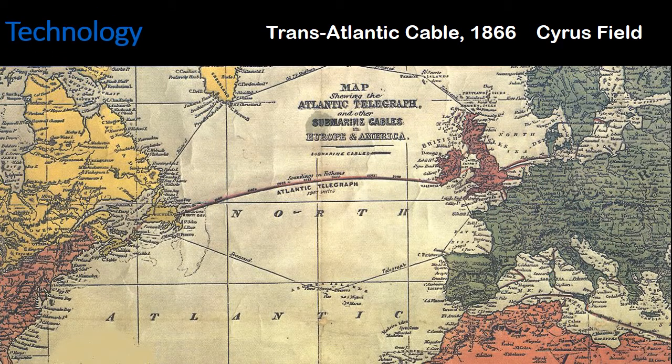Cyrus Field helped make the world a little smaller by helping to finance the making of the transatlantic cable in 1866. We can now communicate with Europe in an instant's time. By 1900, cables linked all continents of the world in an electronic network of instantaneous global communication.